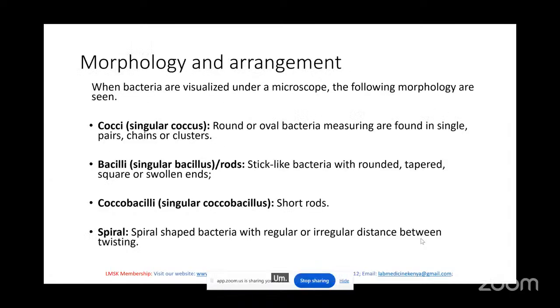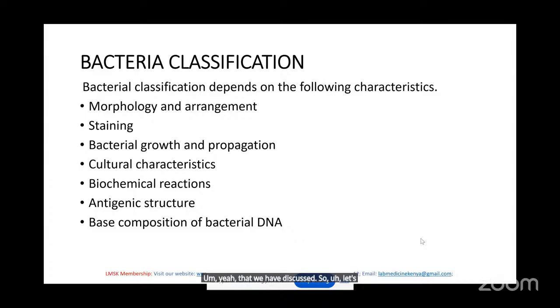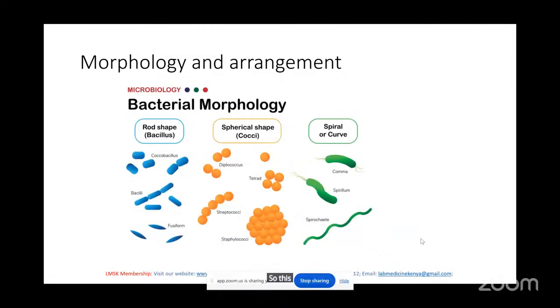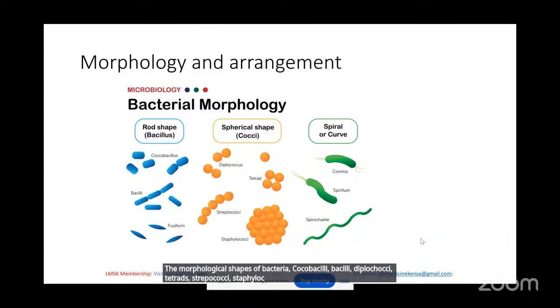So let's discuss bacterial classification in terms of their morphology and arrangement. When bacteria are visualized under a microscope, the following morphologies are seen: you can have cocci, bacilli, coccobacilli, spiral bacteria, and even curved bacteria. This is classification in terms of morphology and arrangement. This is just a picture, I hope you can see it. Some of the morphological shapes of bacteria: coccobacilli, bacilli, diplococci, tetrads, streptococci, staphylococci, and also the comma and the spiral shaped.